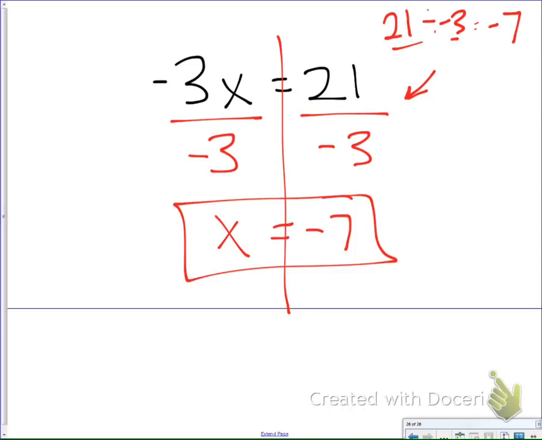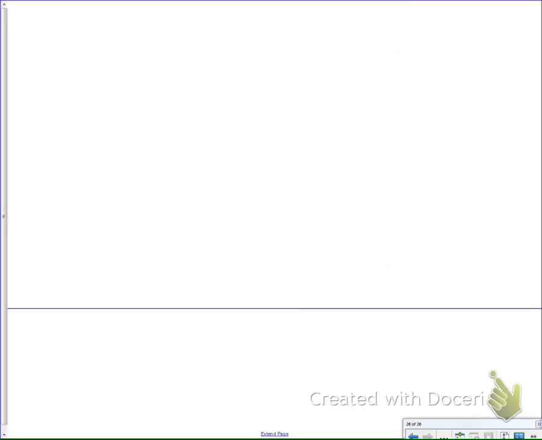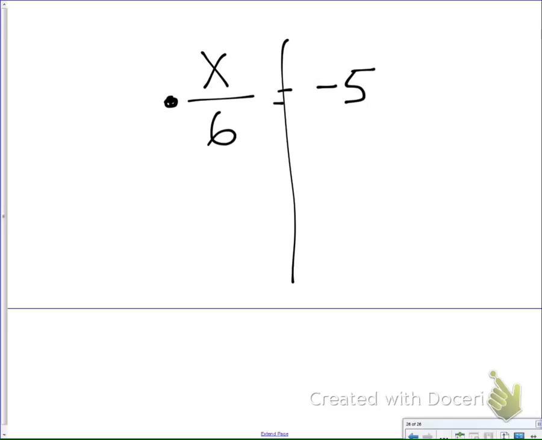Now, you may see something that looks a little something like this. Your problem is going to be x over 6 equals negative 5. This one already looks a little different, because the first thing you should notice is that this looks like a fraction. And remember, like I just said, fractions are division problems. So this time I want to do the opposite of dividing. What's the opposite of dividing? Multiplying. So in order to undo this, we're going to have to multiply.